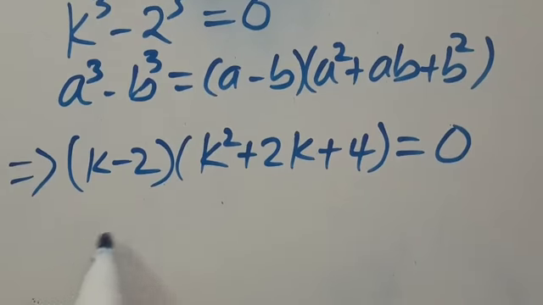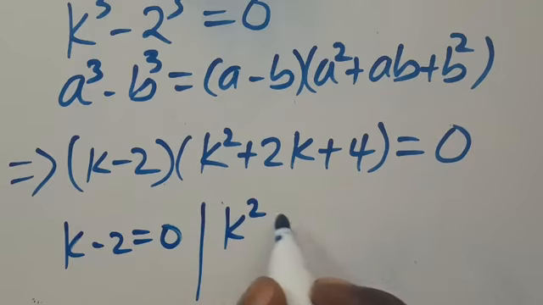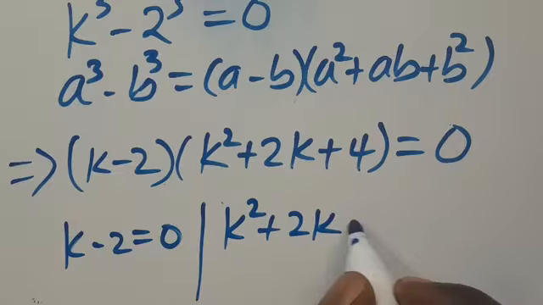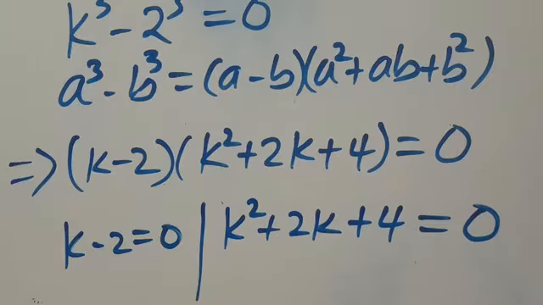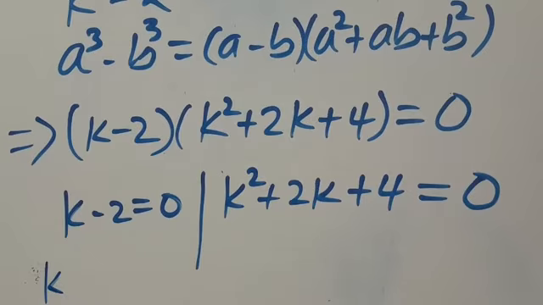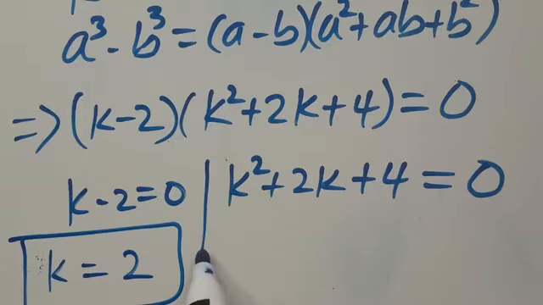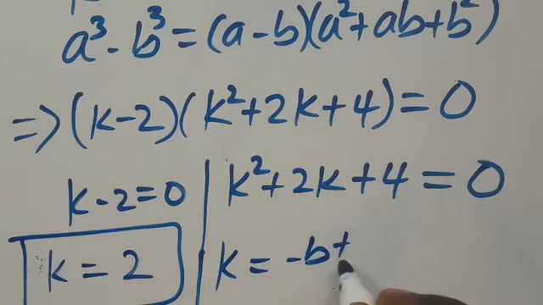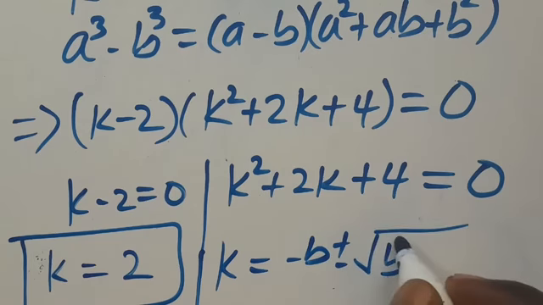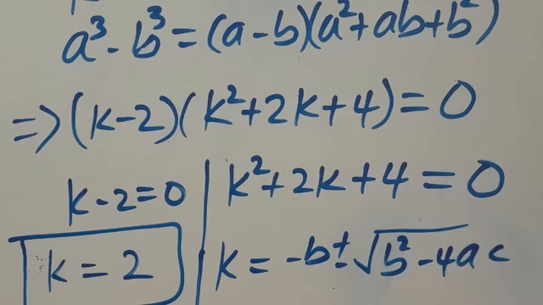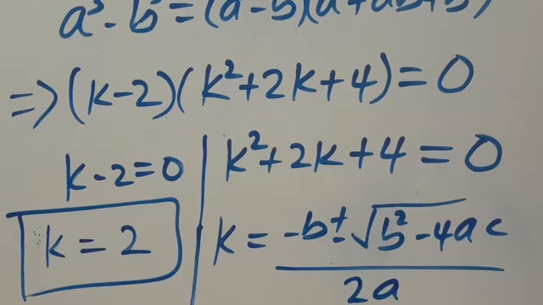Then from here, likewise, for this particular expression to be equal to 0, it's either we have k minus 2 equals 0, or we have k squared plus 2k plus 4 to be equal to 0. Then from here, we also have second degree solution to be k equals 2. Then from here, we can also get the possible value of k by applying the quadratic formula, as k will be equals minus b, positive or negative, square root of b squared minus 4ac divided by 2a.